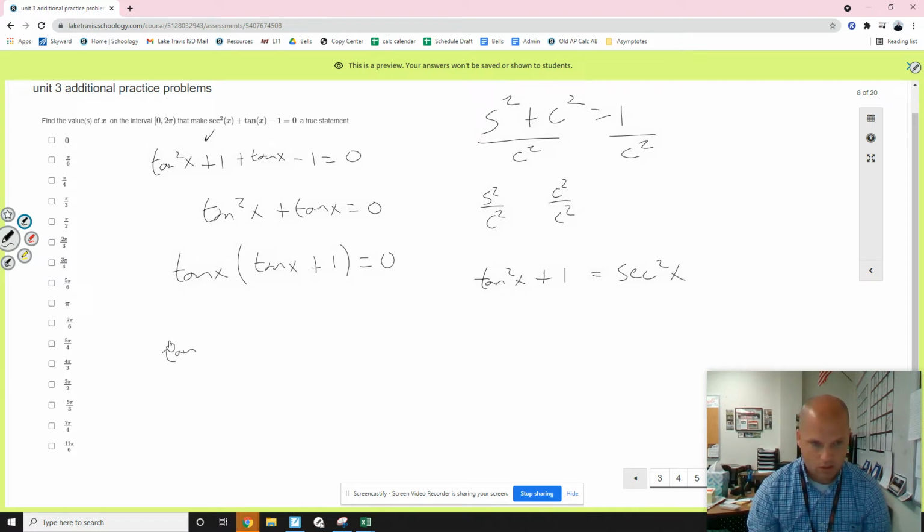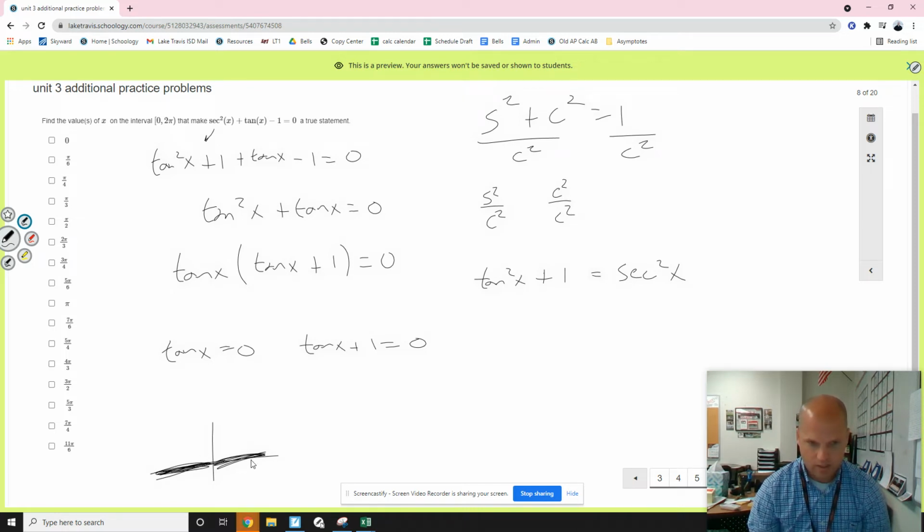Giving me two equations because I have a product equal to 0. The first piece equal to 0 and the second piece equal to 0. Tangent is opposite over adjacent. I need opposite to be 0 and adjacent to be a number. I don't want opposite over adjacent to be like 1 over 0. I don't want to divide by 0. So I need the y's to be 0 and the x's to be 1 or negative 1.